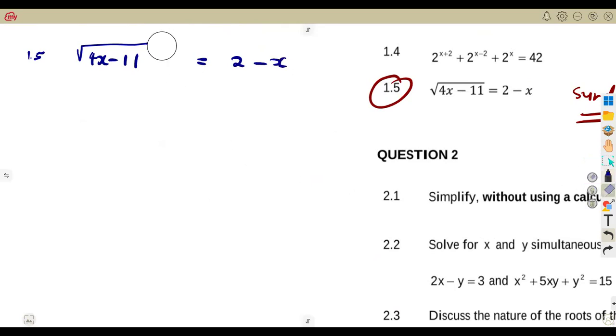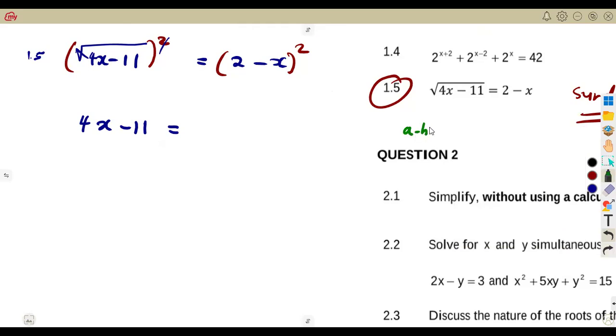Remember, under surds, if you've got a single square root, like what we're given here, this is a single square root. So you can simply remove that by squaring both sides. So you square both sides. That is to remove the square root. All right, remember the purpose is to remove the square root. 4x minus 11 is equal to, there, you expand the brackets.